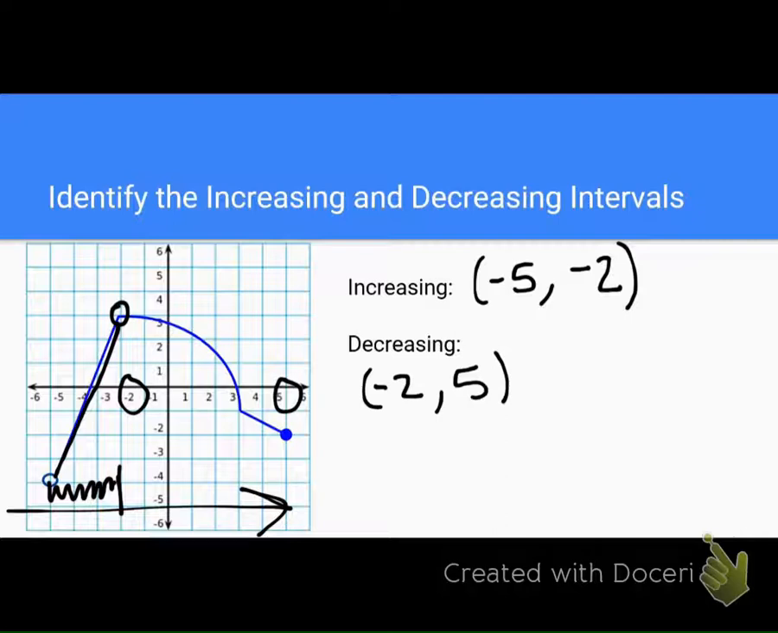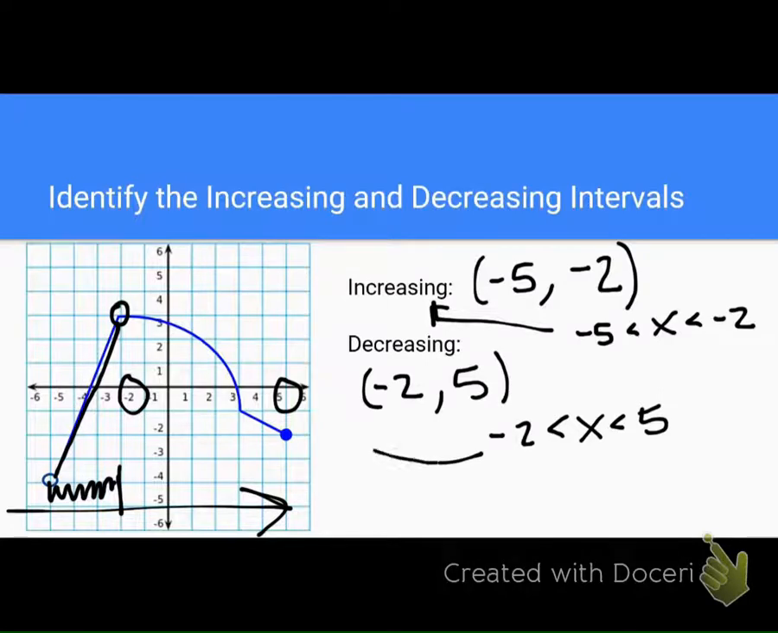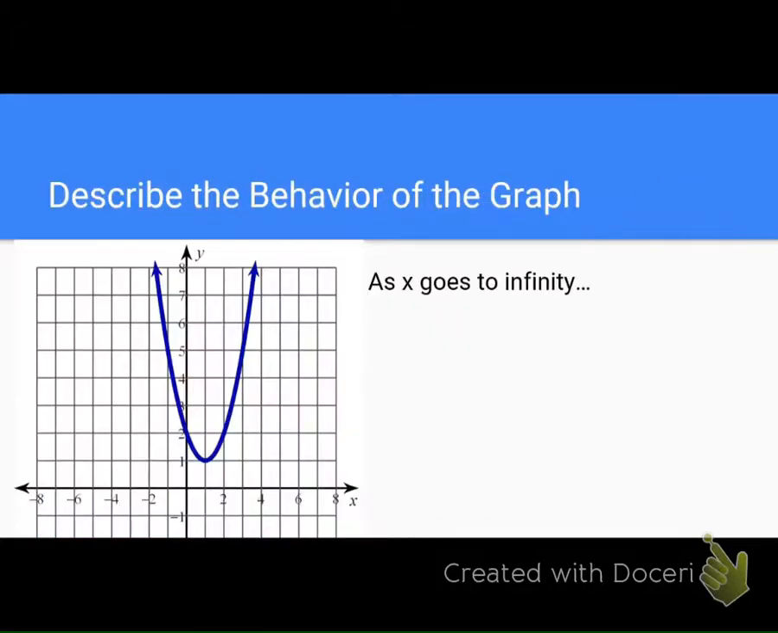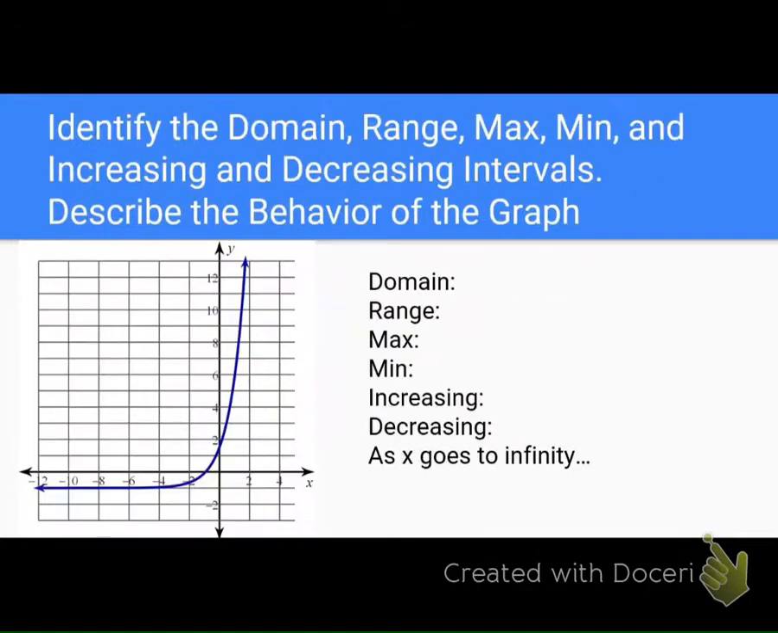And just one more time, I could also write these with inequalities, and I would say negative 5 is less than x is less than negative 2 is where the function is increasing, then negative 2 is less than x is less than 5 is where the function is decreasing. Okay, and I'm going to skip that example.